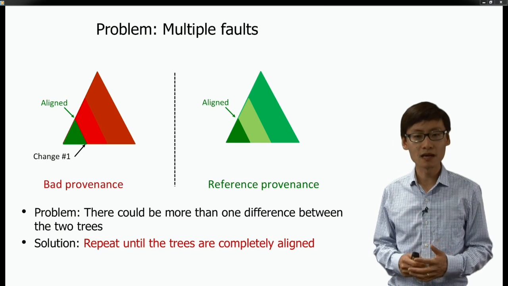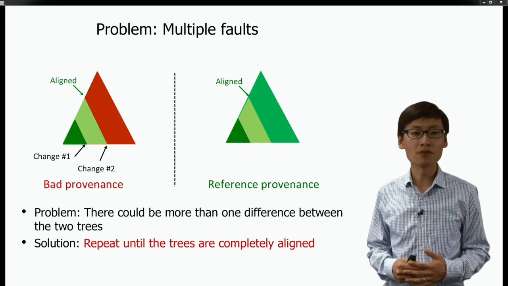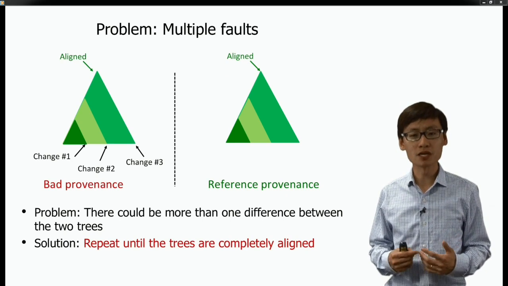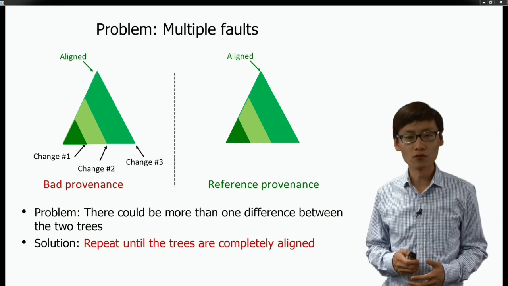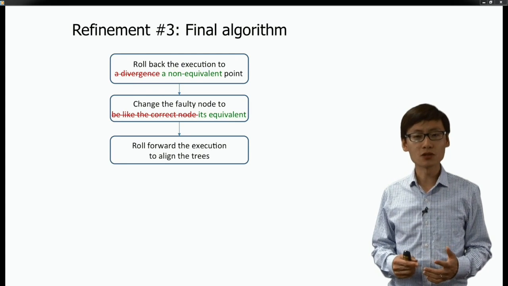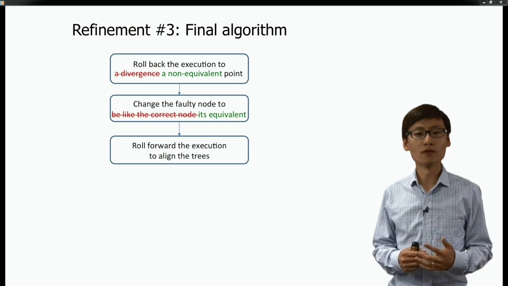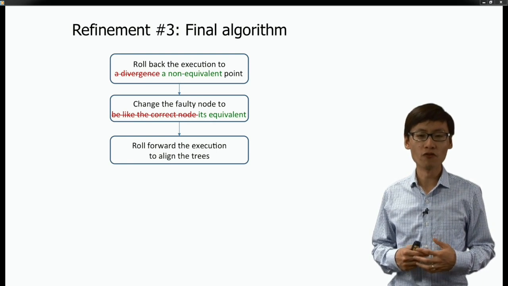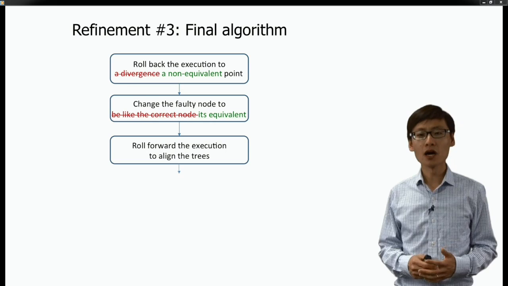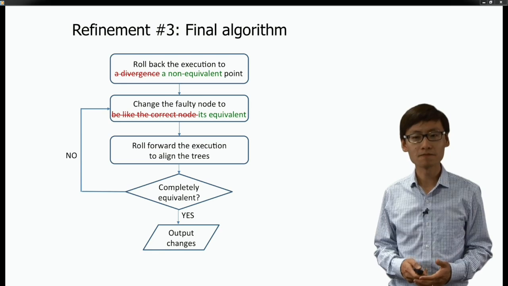For instance, in this example, we would continue to go up the trees and make another change so that the trees can be further aligned. We would continue this process until the roots of the trees become equivalent. Therefore, we arrive at our final algorithm. First, we roll back the execution to a non-equivalent point, and then we change the faulty node to its equivalent version, and then we roll forward the execution to align the trees. We would repeat this process until the trees are completely aligned, and we would output the changes we have made.